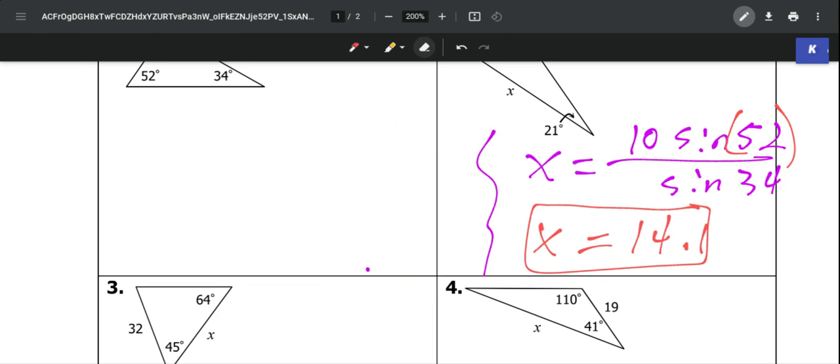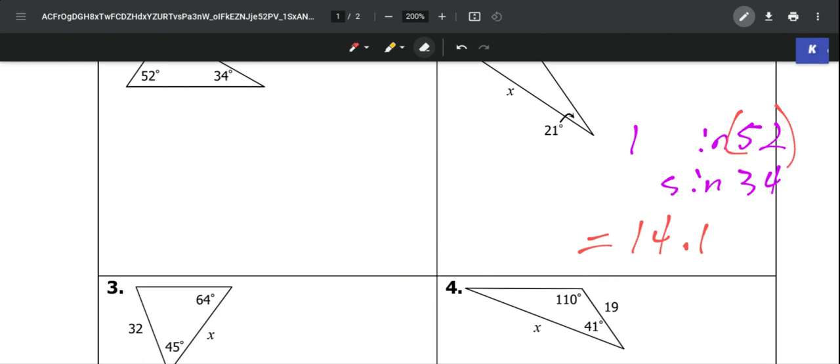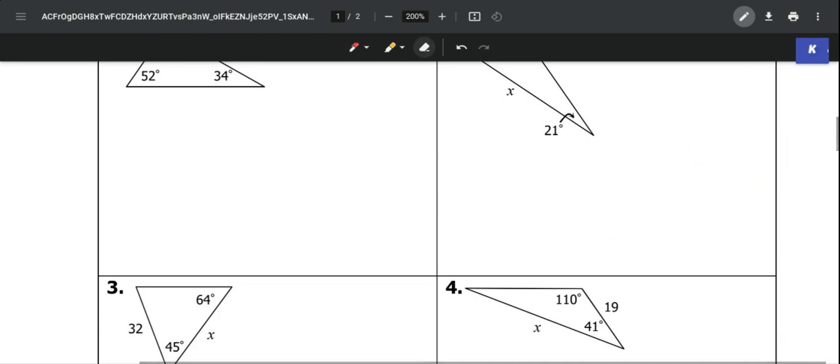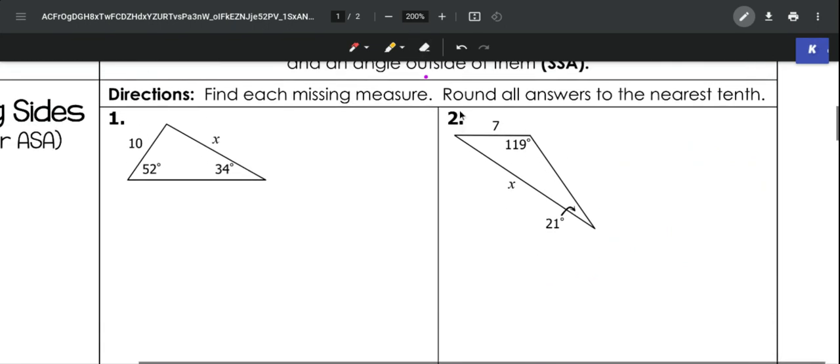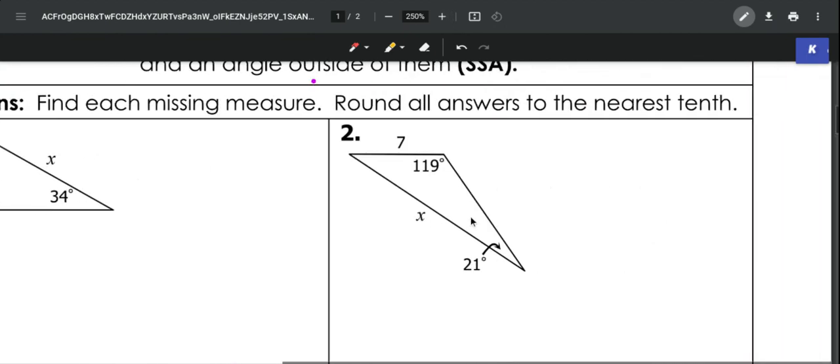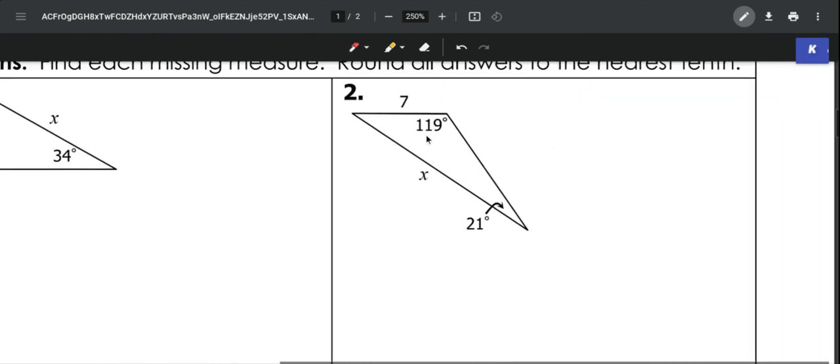All right, we're going to look at number 2 just so you can get another example of one of these, because I don't just want to give you one. All right, so on number 2, we have 2 angle measures. They gave us a side and then they left out a side length. So we're going to use everything we have here to figure out what x is.